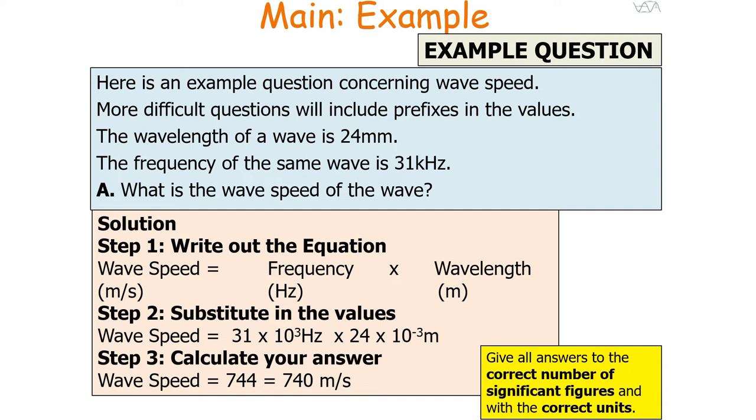Now K, kilo, means times 10 to the 3. So it's 31 times 10 to the 3, multiplied by 24 millimeters, milli, means times 10 to the minus 3. So it's times by 24 times 10 to the minus 3. So we get our answer to be 740 meters per second.